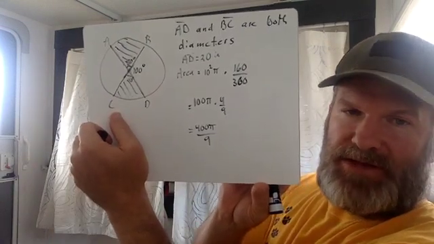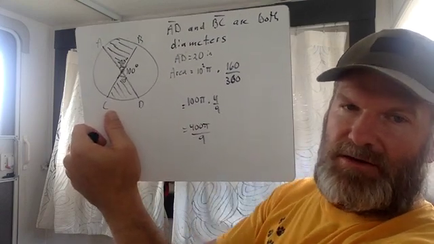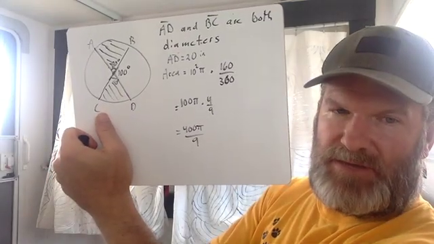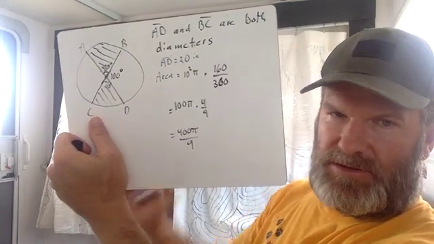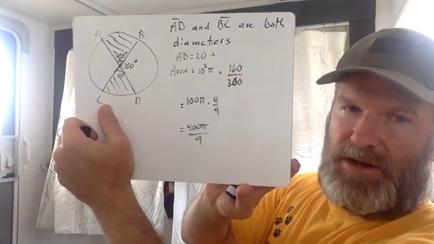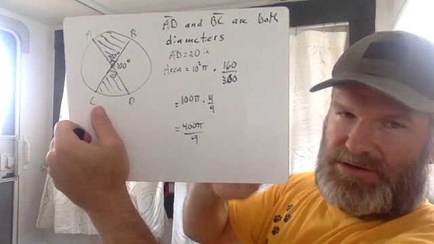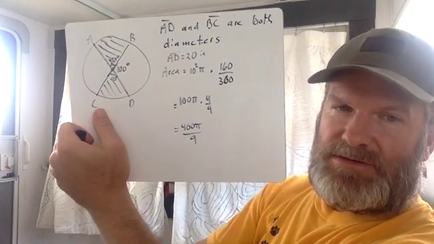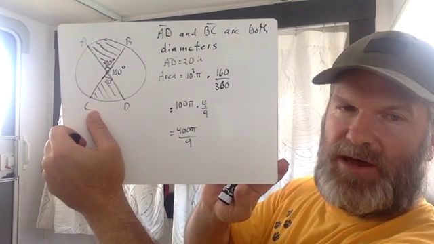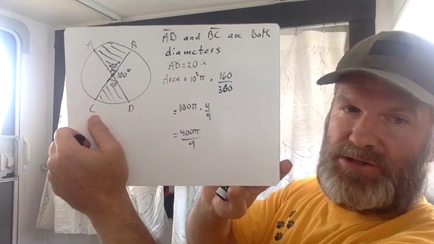Now, does that reduce? Does 400 over 9 reduce? Well, just like the trick with threes, you can add up the digits in 400, and if they're divisible by 9, then that number is divisible by 9. I hope that is correct information. That definitely works with 3. Yeah, it works. All right, so 4 plus 0 is 4. 4 is not divisible by 9. It is also not divisible by 3, so this 400 over 9 does not reduce. So that would be your final answer. 400 pi over 9 would be the area of both of those shaded regions.